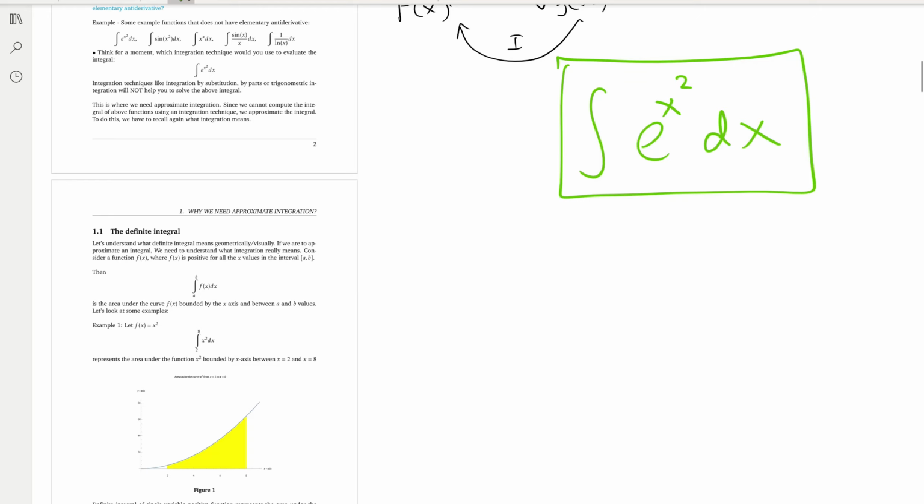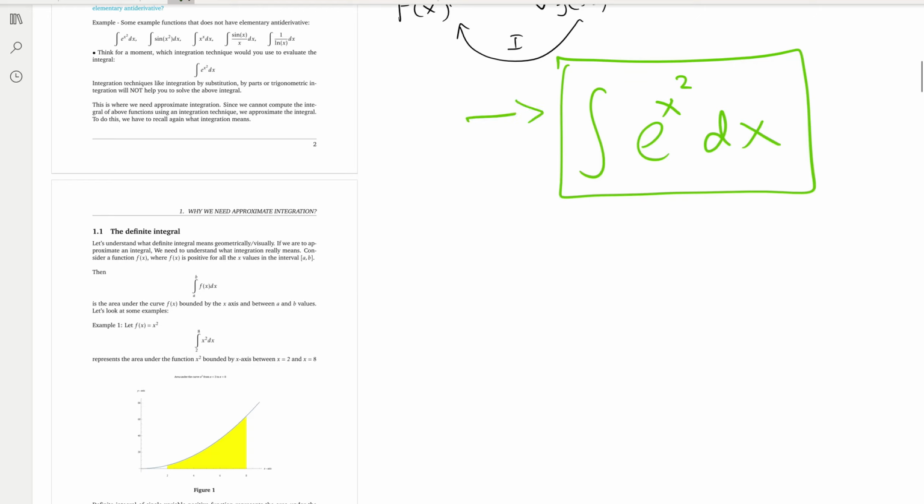Give it a try. Pause the video and try to use those methods. See what's going on. The thing is that you will not be able to use those methods and solve this integral. You cannot use those methods. Now why is that? Can you use basic integration? No, you cannot solve this integral using those integration techniques.